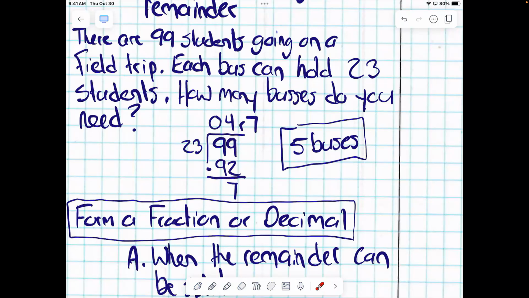No. How many buses do I need? 5. 5, because if I only order 4, how many kids will be left out? 7. So the answer here is 5.